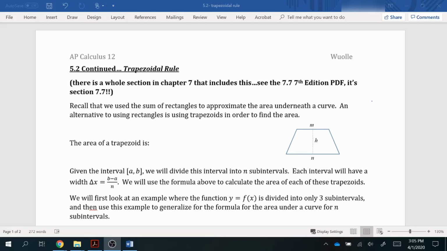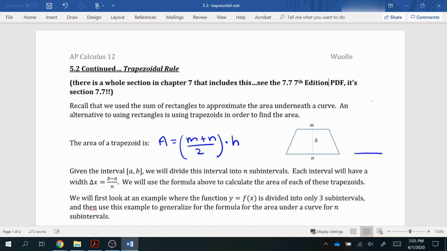So in order to add up the areas of all the trapezoids, we first need to know how to find the area of one trapezoid. So I've got a little trapezoid over here on the side, and the area of a trapezoid is (m plus n) over 2 times h. Now notice that our trapezoids will not usually be in this orientation.